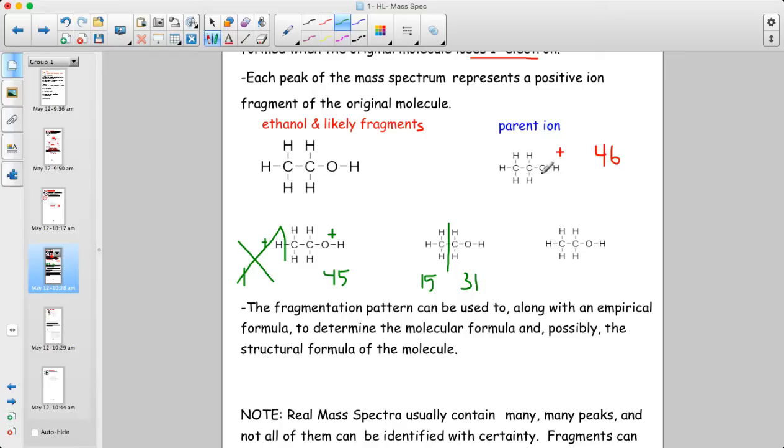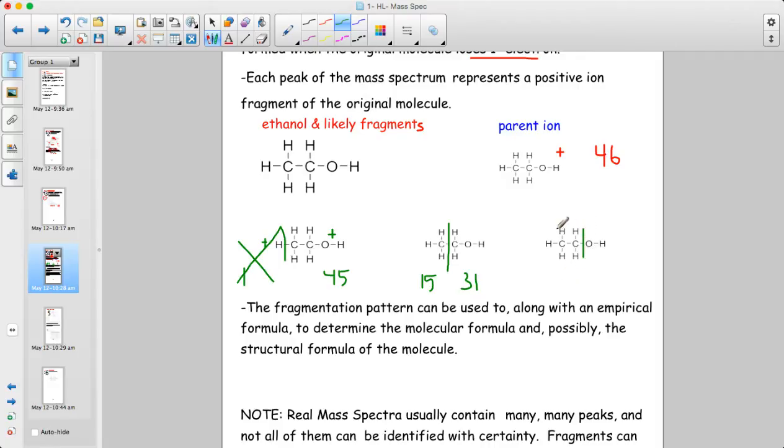So identifying the parent ion and the molar mass associated with it is really important, because then it allows me to quickly figure out what the two different fragments would weigh as I go down the line, as I go down the compound. So I may see a peak at 15, I may see one at 31. And sort of the last place to break is right here.